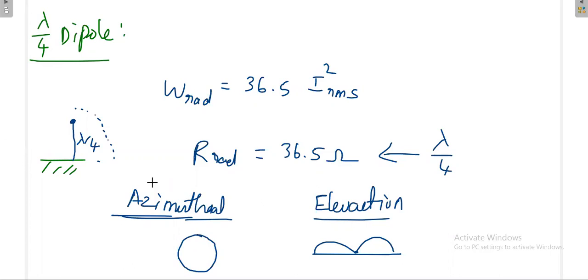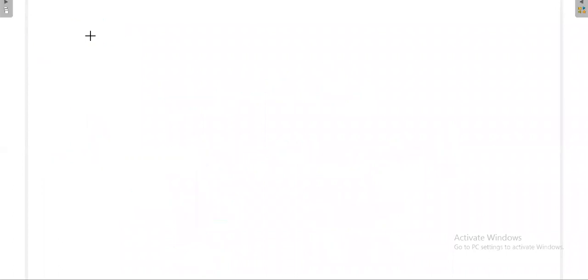Finally, the radiation resistance of the folded dipole. One more dipole is there, the folded dipole. See, what is a folded dipole? Anybody, where you are using it, do you know?